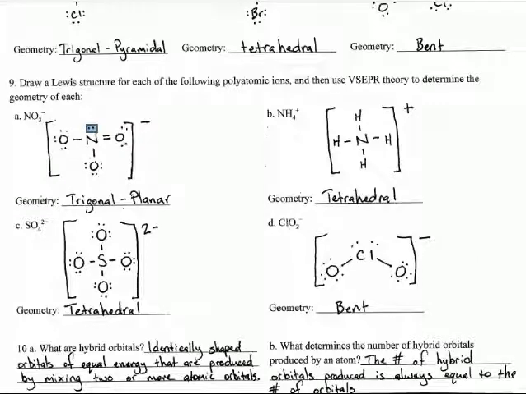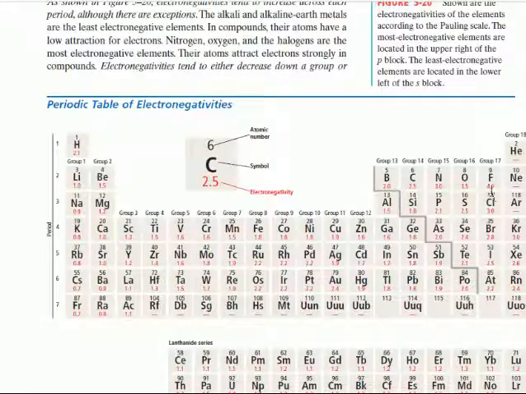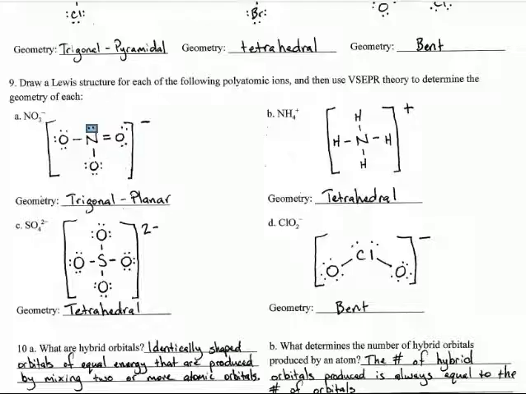Then lastly, ClO2 with a -1 charge. Here's my -1 charge, brackets, -1 charge. I'm going to have a central chlorine, and then oxygen, chlorine, oxygen. Chlorine is actually less electronegative in this case, which isn't the case often, but here it is, so it's central. And so I have 2 bonds, 1 to each oxygen. And then I have 2 more lone pairs. Those lone pairs are driving the bond angle down, so we have a bent geometry with a -1 overall charge.